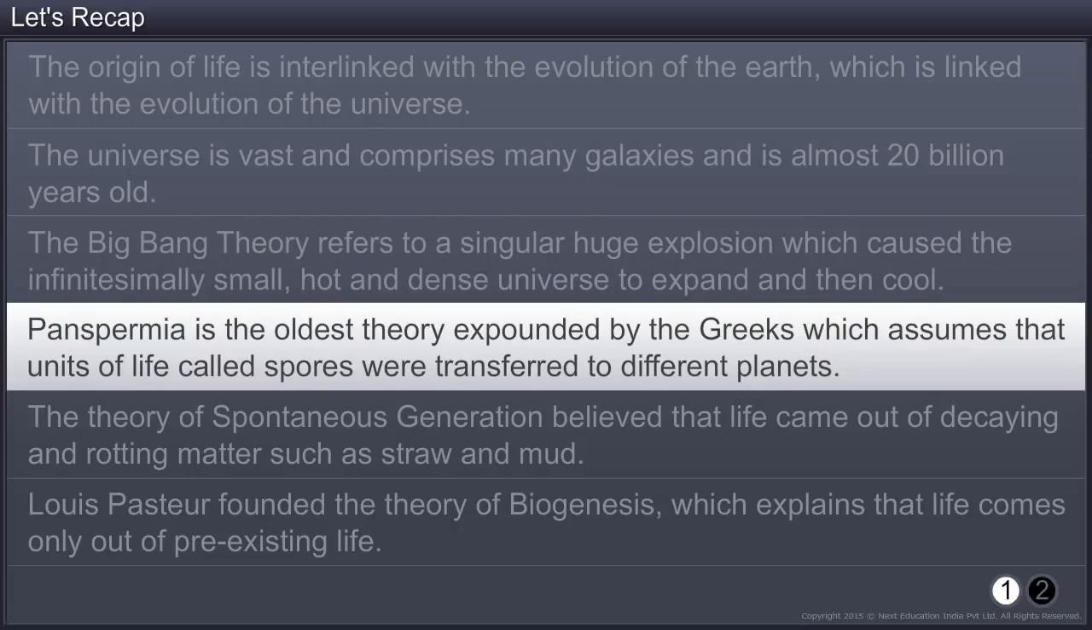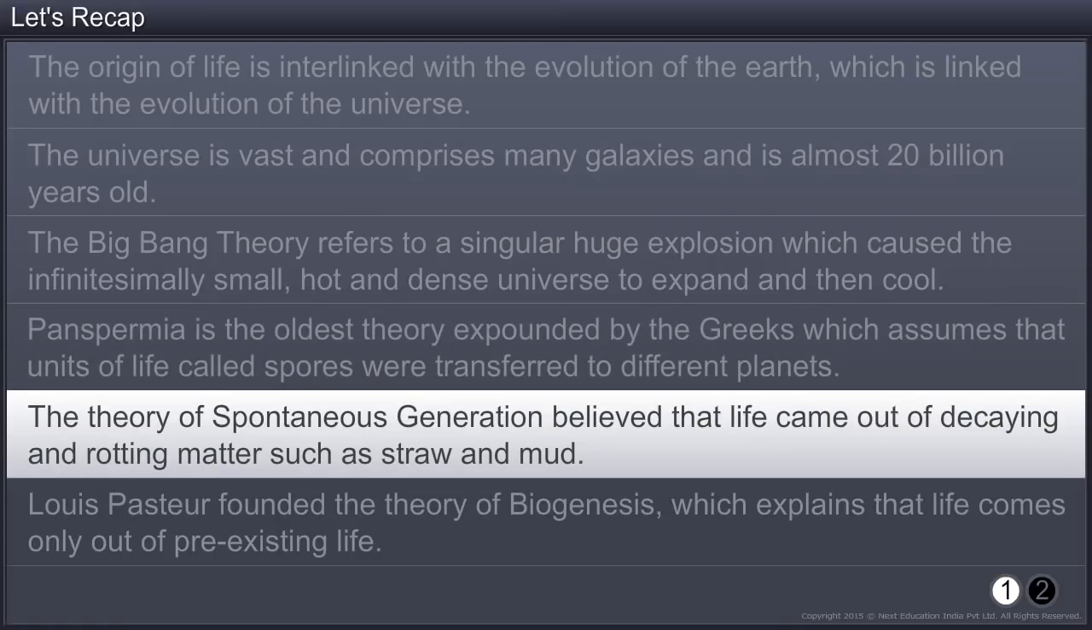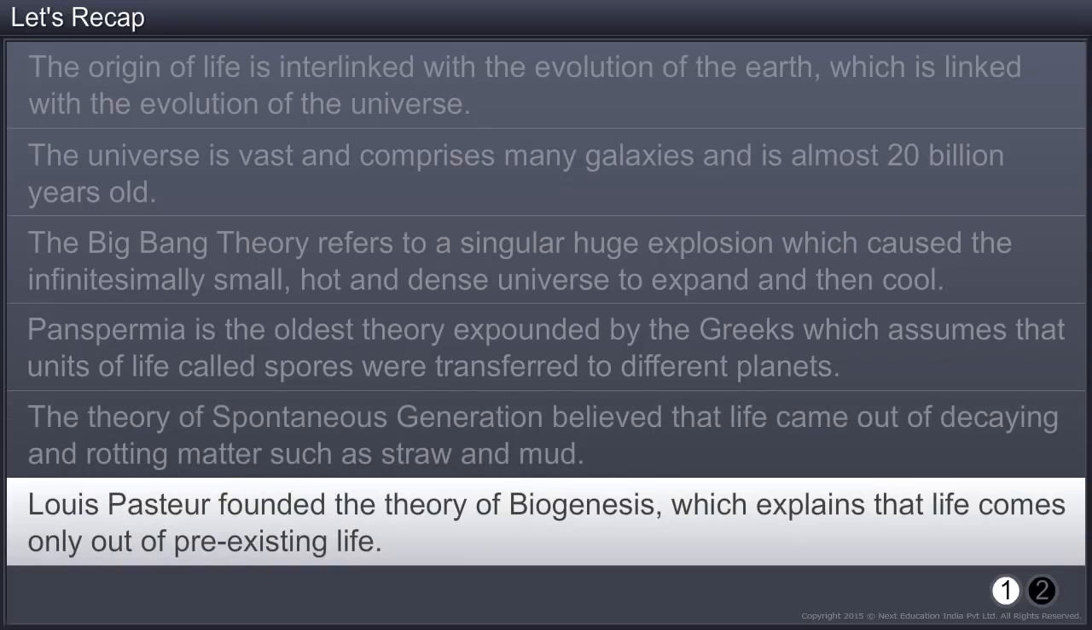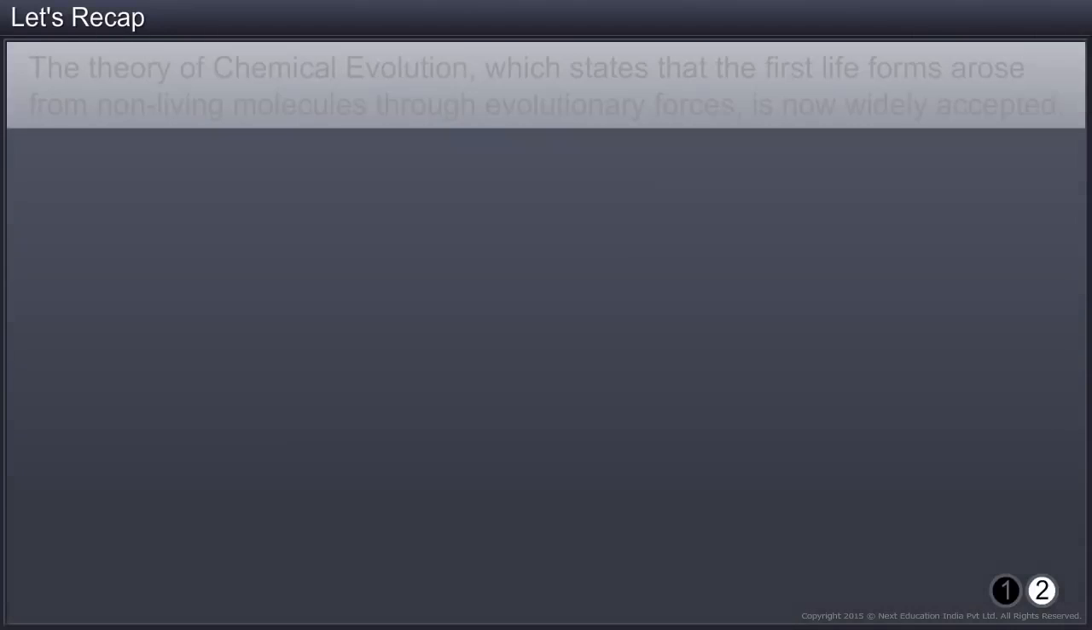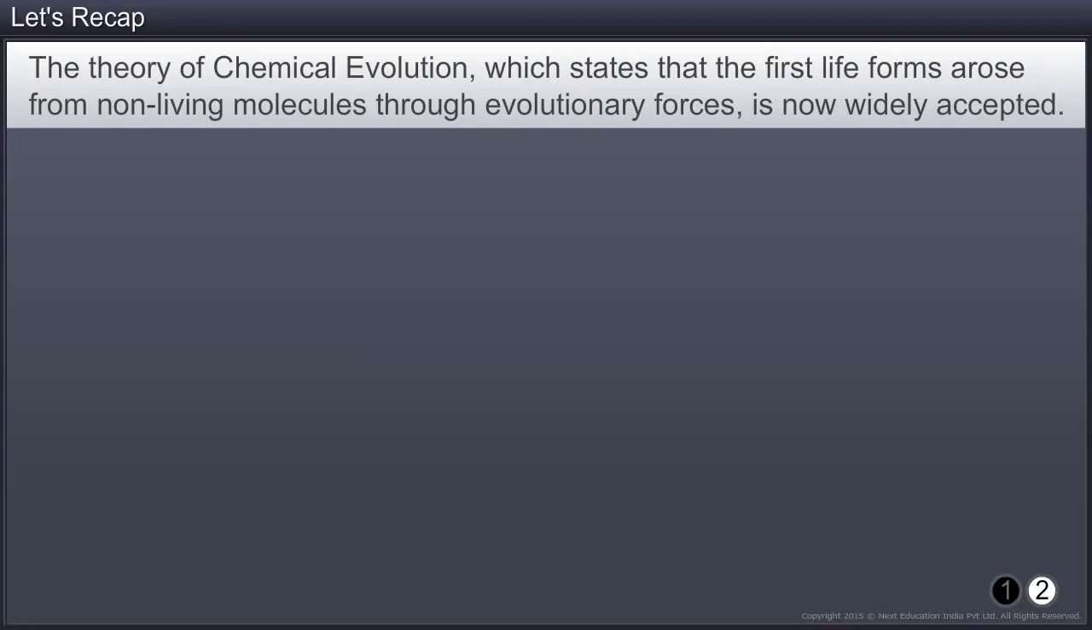Panspermia is the oldest theory expounded by the Greeks, which assumes that units of life called spores were transferred to different planets. The theory of spontaneous generation believed that life came out of decaying and rotting matter such as straw and mud. Louis Pasteur founded the theory of biogenesis, which explains that life comes only out of pre-existing life. The theory of chemical evolution, which states that the first life forms arose from non-living molecules through evolutionary forces, is now widely accepted.